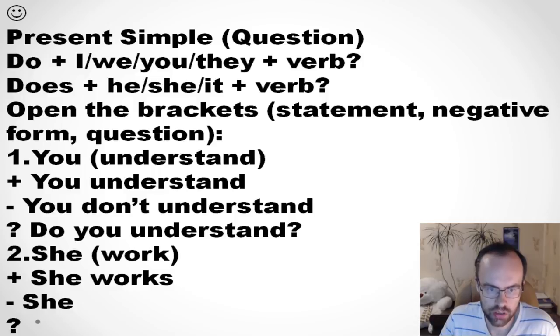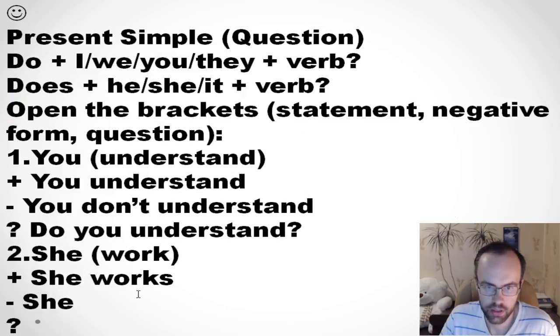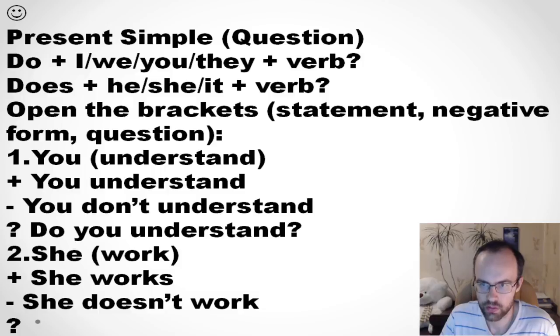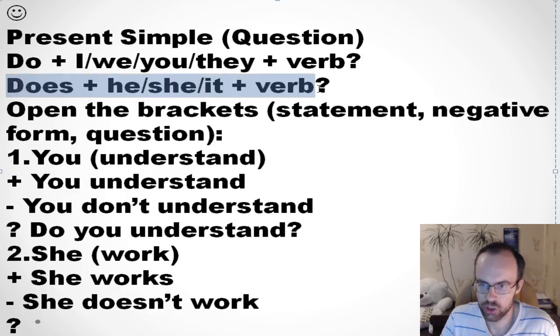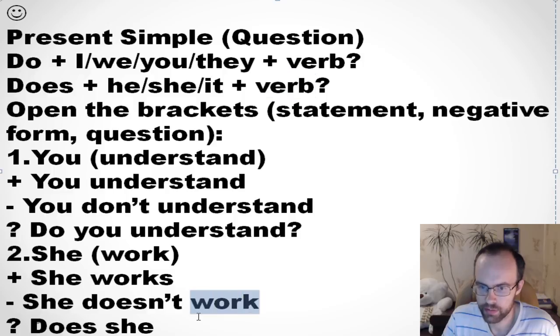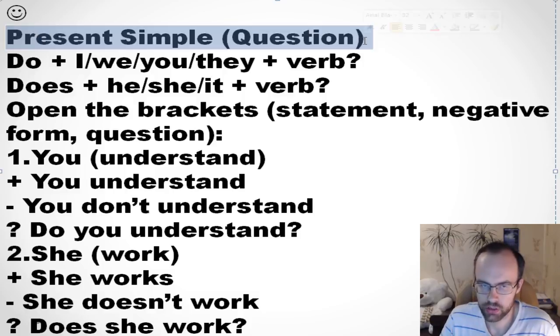He, she, it. Okay? Lesson two: he, she, it, doesn't, plus verb. Okay. She doesn't work. So ask a question. She does: he, she, it plus verb. Does she and verb. Work is a verb. Does she work?